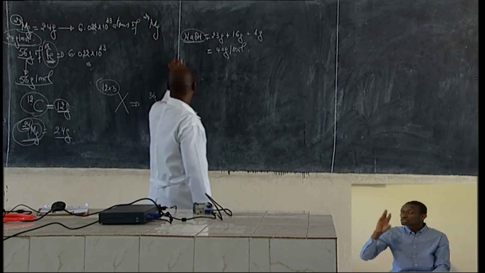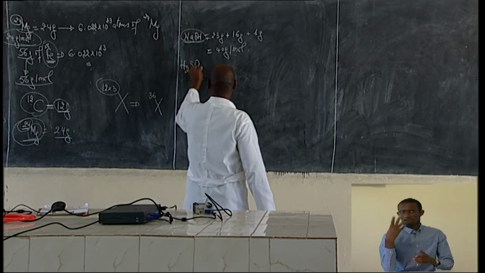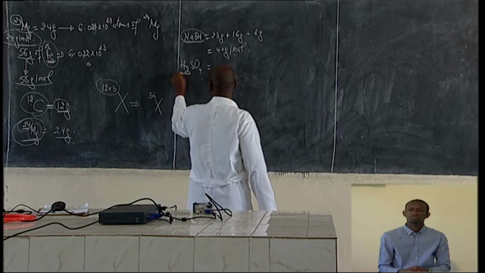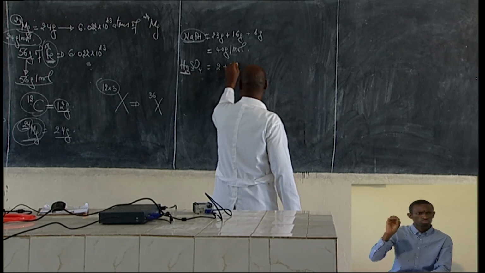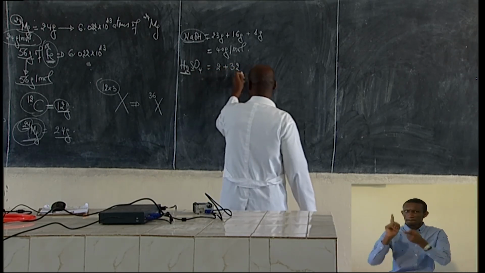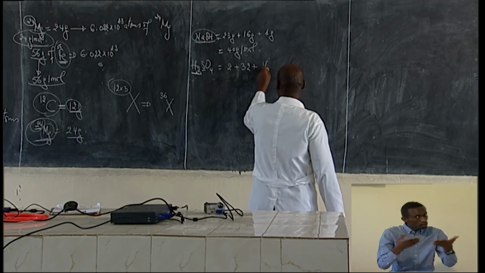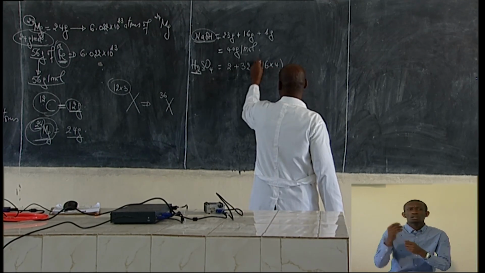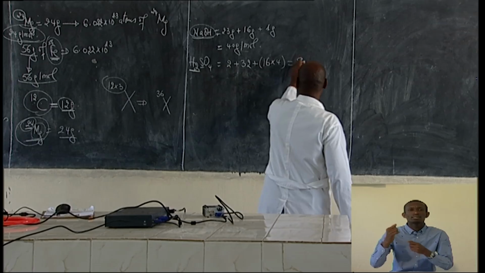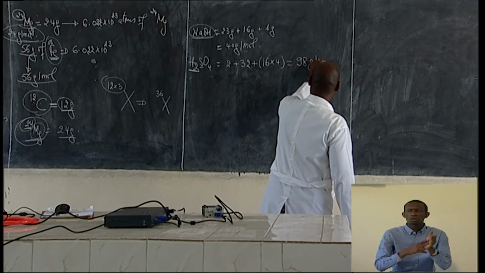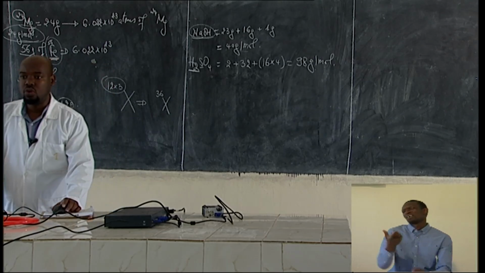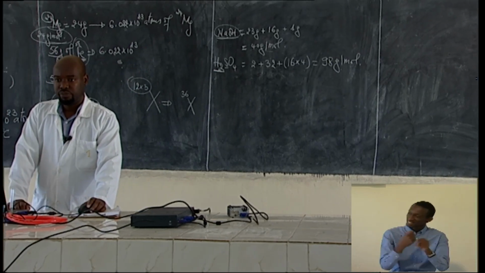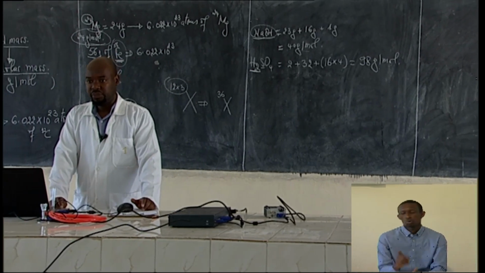Example number 2, H2SO4. For hydrogen, we have 2, so it will be 2 grams. Sulfur is 32. We read this from the periodic table. And oxygen is 16 times 4. Then we get 98 grams per mole. Very simple. You can try these 2 examples as your exercise.